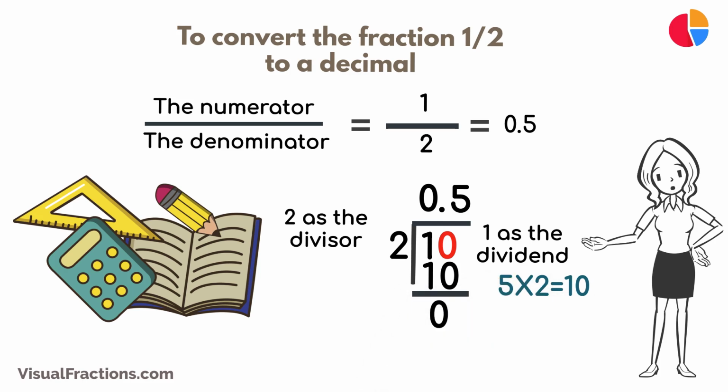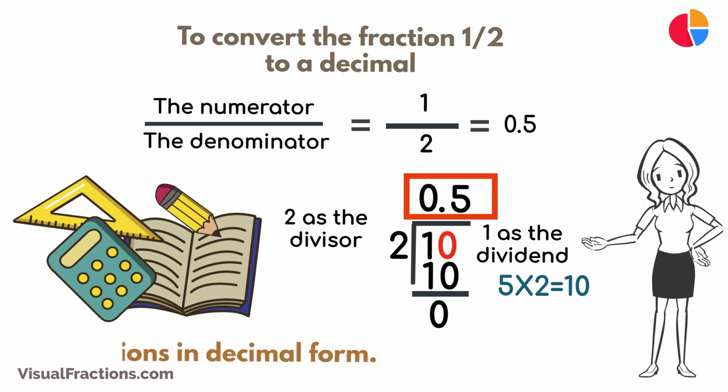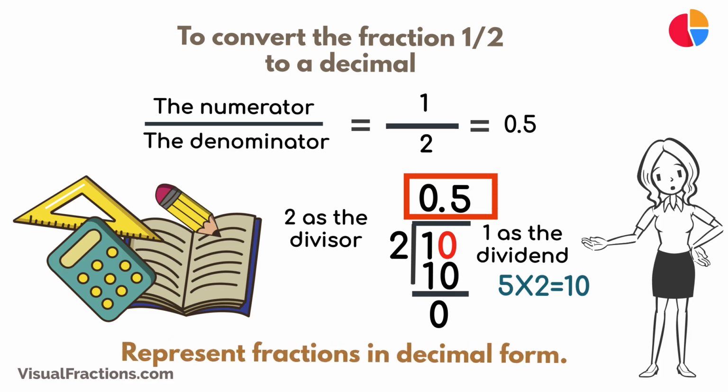So, there we have it. The fraction 1/2 converted to a decimal is 0.5. This conversion process demonstrates a simple way to understand and represent fractions in decimal form.